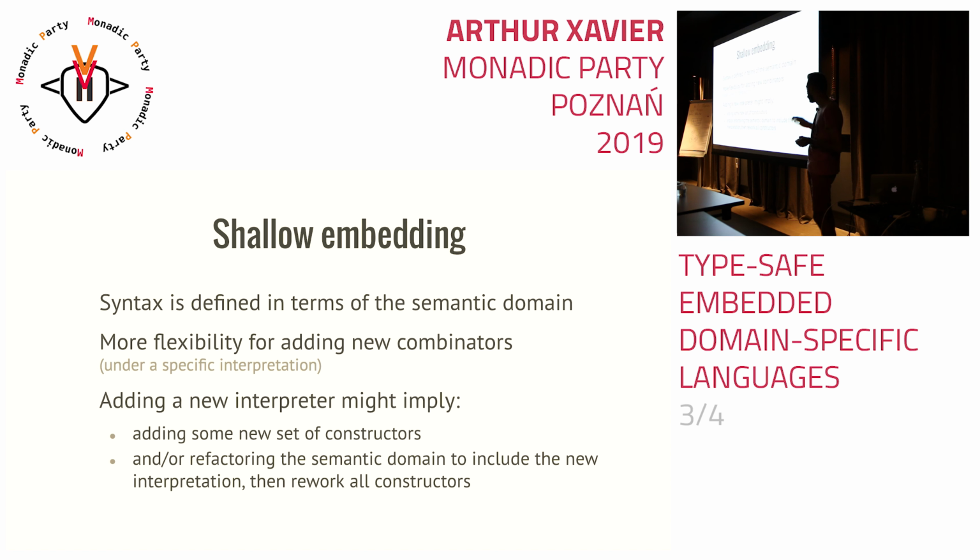And adding a new interpreter might, yes, imply adding some new set of constructors too, because you might also want to restrict some part of the DSL to just a single interpretation. You can also refactor the whole semantic domain and rework all the constructors. There's a nice paper that discusses how you can make shallow embedding more extensible. I've added the reference by the end of the talk. It's called Folding Domain-Specific Languages, and it discusses how we can make shallow embedding a little bit better.